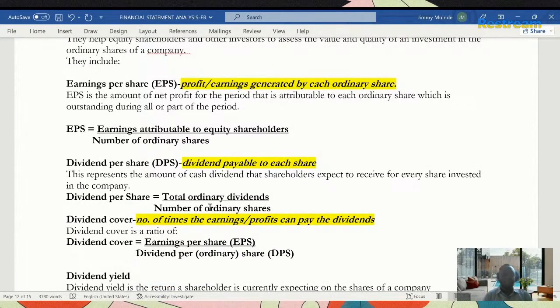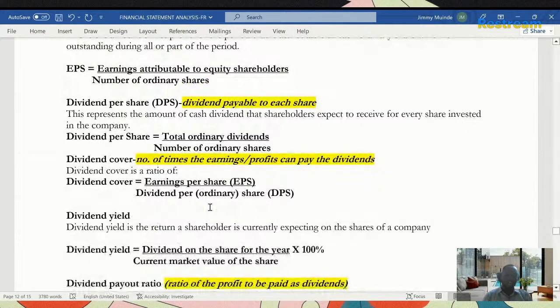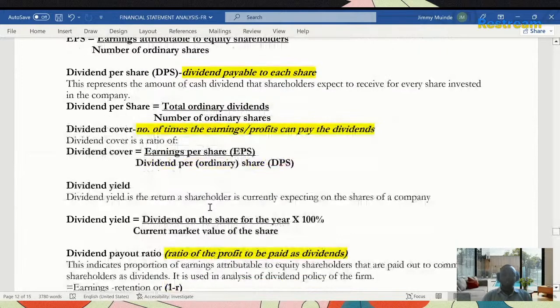Then we also have dividend cover, which is the number of times that the profits can pay dividends. And the more the times, the better we are. So it's given by the earnings per share divided by the dividends per ordinary share, which is the dividend per share. We also have dividend yield, which is the return a shareholder is currently expecting on the shares of a company. Dividend yield, how much they're expecting the dividend to yield, which is given by dividend on the share for the year, which is the dividend per share over the market price of that particular share.